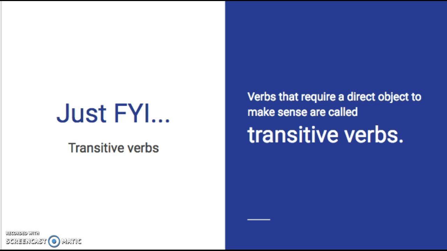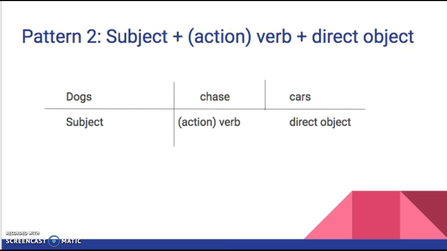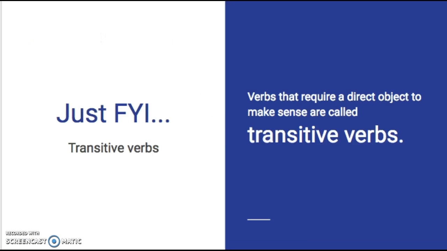So when a verb needs the direct object to make sense, like in my example, dogs chase cars, we said dogs chase. That's not a complete sentence. You'd say, chase what, Miss Sheila? You're not making any sense. So you have to add in the direct object of cars. When a verb requires a direct object to make sense, that verb is called a transitive verb. Just FYI.